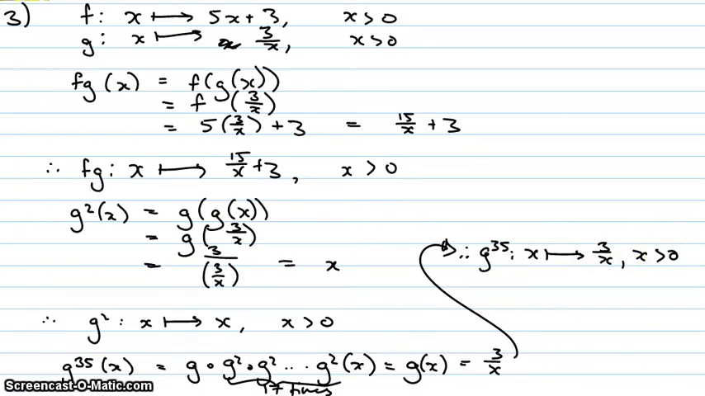for fg, for g squared and for g to the 35. The second part tells us that h maps x onto 25x plus 18. And it asks us to express h in terms of one or both of f and g, where this is the function h.